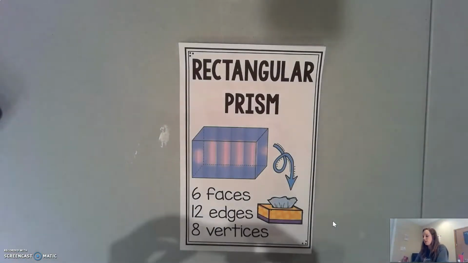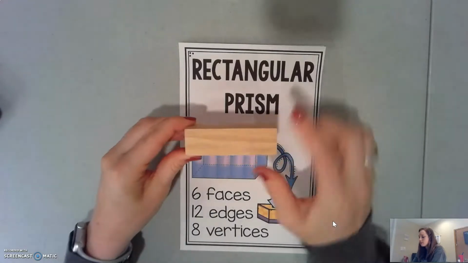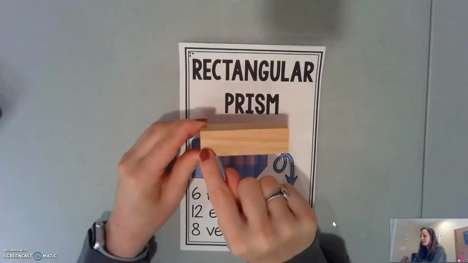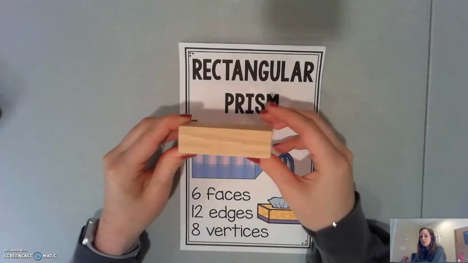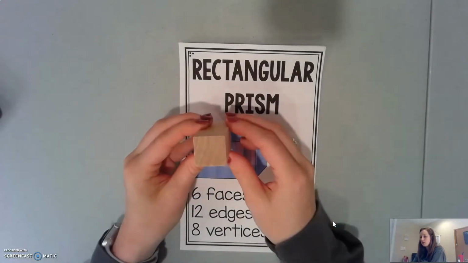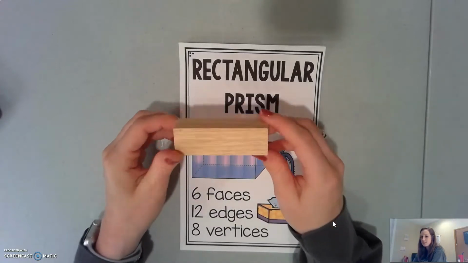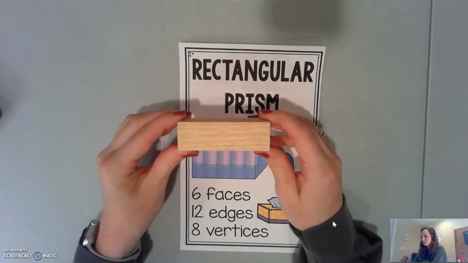Next, we have a rectangular prism. On this one, these faces are rectangles. So you need rectangles to make a rectangular prism. And then you need a square. 2 squares and 4 rectangles to make a rectangular prism.